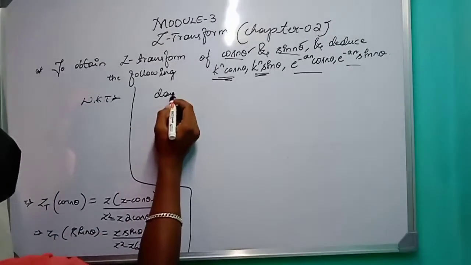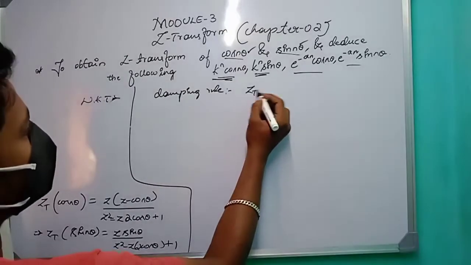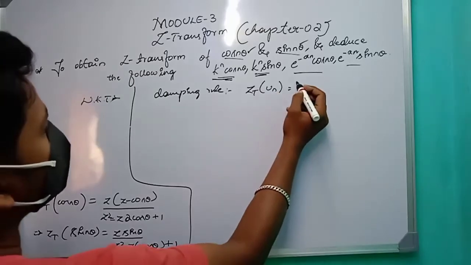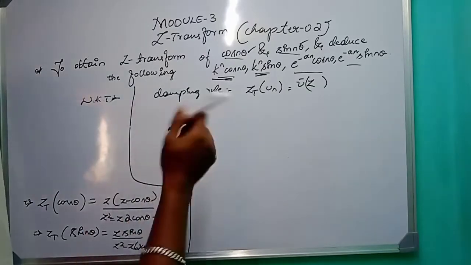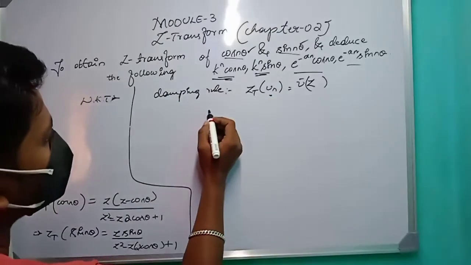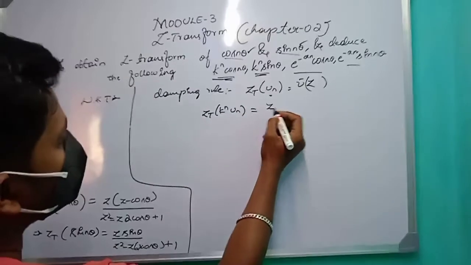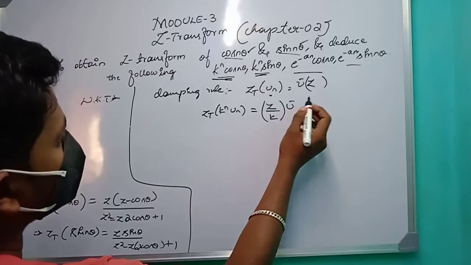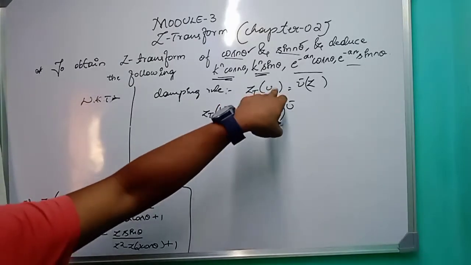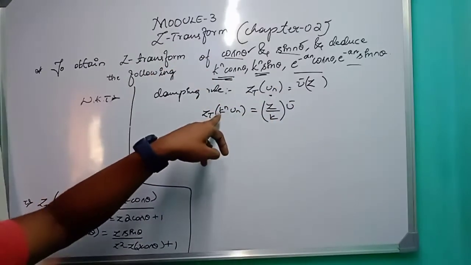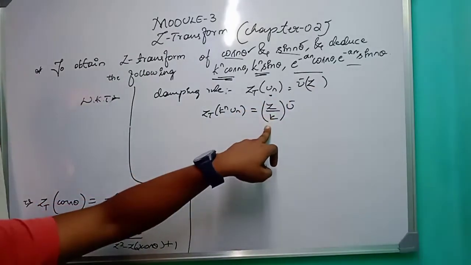So what is the damping rule? The Z transform of u n is equal to u of z. So this is our damping rule. When we have the Z transform of k power n u n, it will always be in terms of z by k. Our damping rule is this much, so the Z transform of u n is nothing but this. When we add a k power n, in place of z you have to apply z by k.